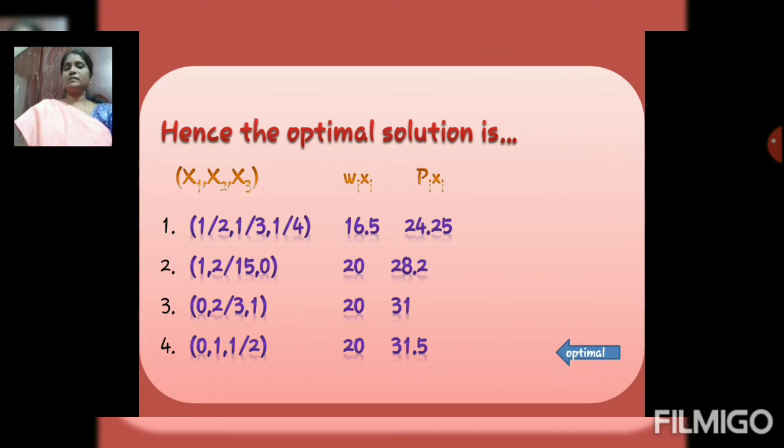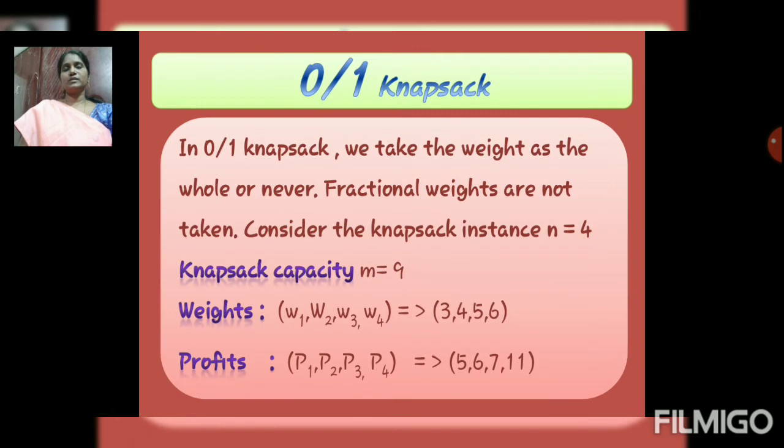We take the second item first as a whole, 15, and the remaining 5 we take from the third item. From 10 we take 5 and just fill up the bag. The bag is full, so we ignore the first item. The bag is full with 20 kg and the profit we gain is also the maximum. This is how we get the optimal solution.